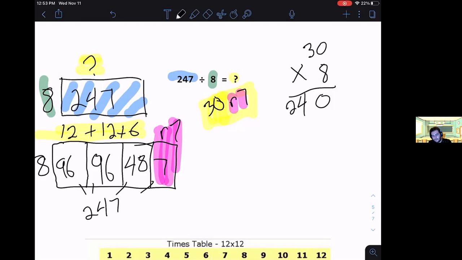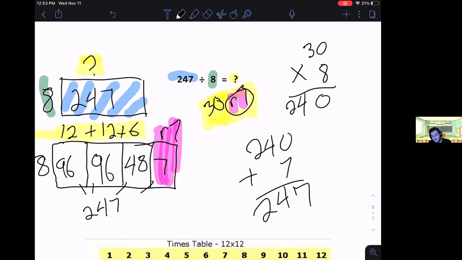Now, do we multiply the remainders or do we add the remainders? Dramatic pause. If you said we add the remainders, you are 100% correct. We add the remainders because there was no division involved there. It is simply a leftover. Therefore, we just add it instead of multiplying. That gives us 247. Does 247 equal 247? Yes, it does. Great job, everyone.